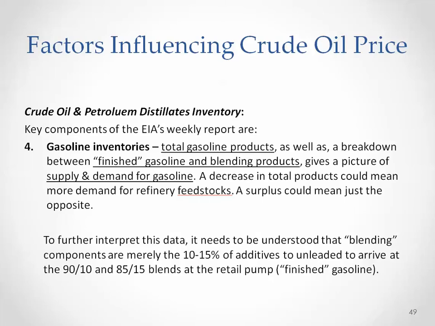The other piece of information included in the report is gasoline inventories. Total gasoline products, as well as a breakdown between finished gasoline and blending products, give a picture of supply and demand for gasoline. A decrease in total product could mean more demand for refinery feedstocks. Surplus could mean just the opposite. If there is surplus inventory, it means there will be more supply to the market and price won't go up, and then potentially could go down.